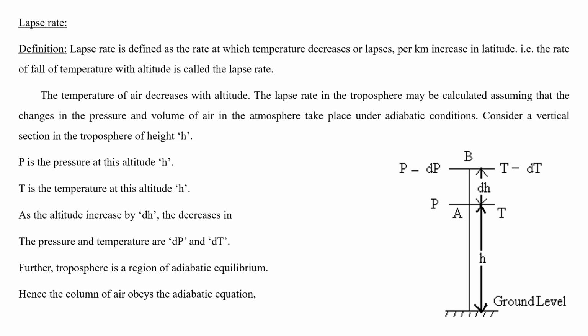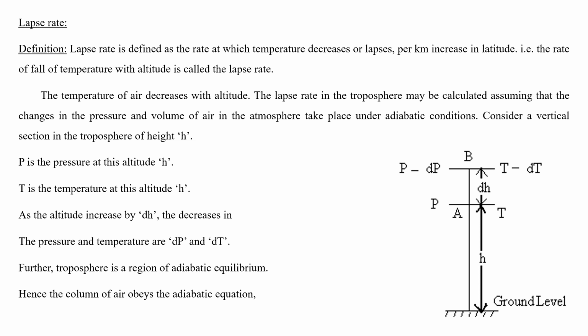At that height the pressure and temperature will be P and T. If you increase the altitude of that particular place, the pressure decreases by dp and the temperature by dt when the height increases by dh. Therefore, at a particular reference frame, the pressure is P minus dp and the temperature is T minus dt. So the troposphere region is in adiabatic equilibrium. These conditions are adiabatic conditions, which do not obey Boyle's law.